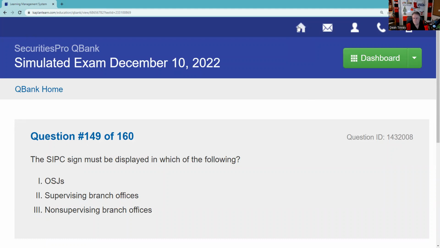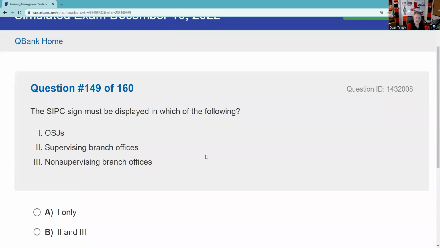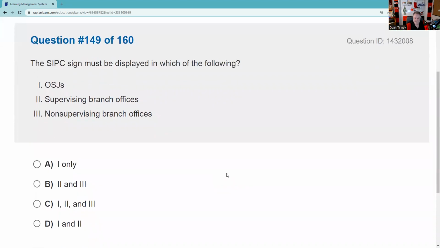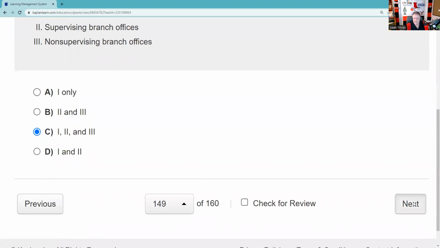149. The SIPC sign must be displayed in which of the following? The OSJ, yes. Supervising branch offices, yes. Non-supervising branch offices, 1, 2, and 3.